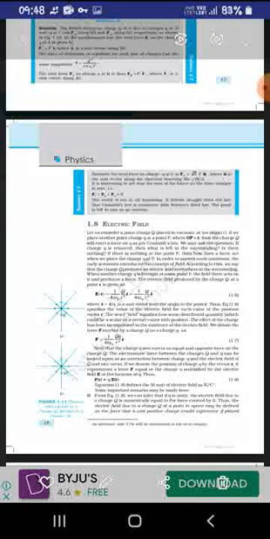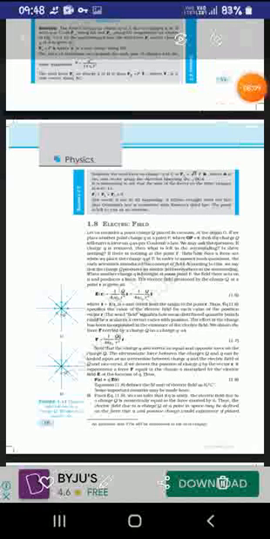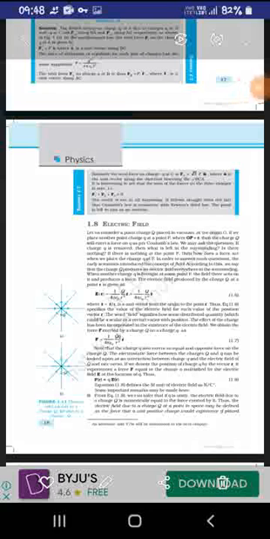There we will put r cap is equal to r by r, the unit vector. And F is exerted by the charge Q on the charge q. So therefore F is equal to 1 by 4 pi epsilon 0 into Q and small q by r square into r cap. In this equation, the SI unit of electric field is N by C.